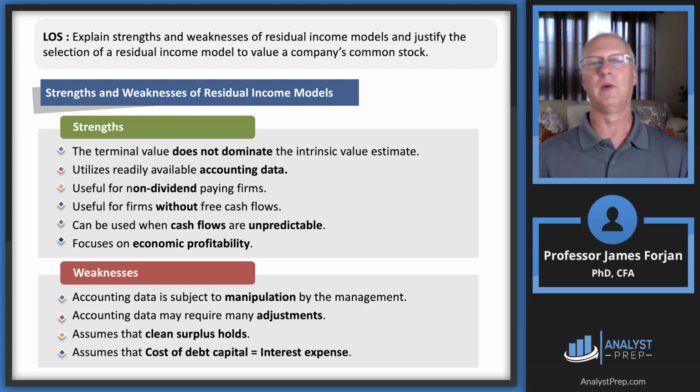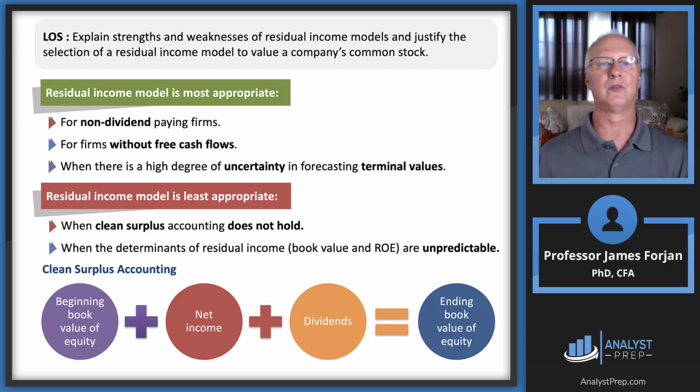What don't we like about it? We don't like all the stuff that we talked about back in our FRA material. Accounting data is subject to manipulation, and we've got to throw in lots and lots of adjustments. What we automatically assume is that the cost of debt is equal to the interest expense. So what does that mean? That simply means that the bonds sell for par value, somewhere in that kind of assumption. And then this concept of clean surplus holds true throughout all of the estimates of those residual incomes.